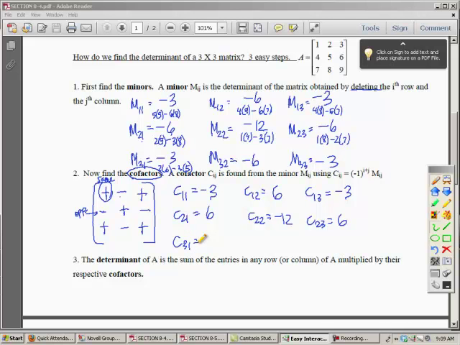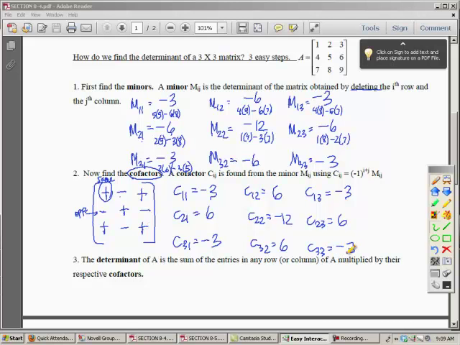Last one, cofactor for 3, 1 is positive, so you leave the negative 3. Cofactor for 3, 2 is negative, so you make the negative 6 a positive 6. And cofactor for 3, 3 is positive, so you leave it at a negative 3.